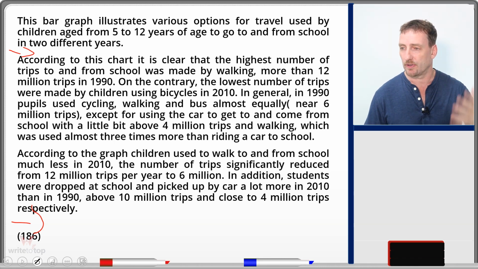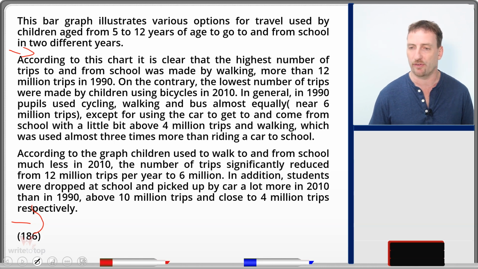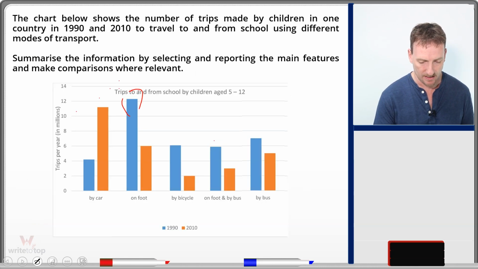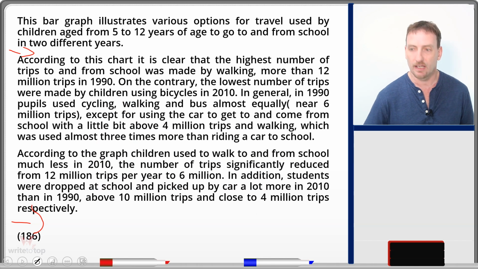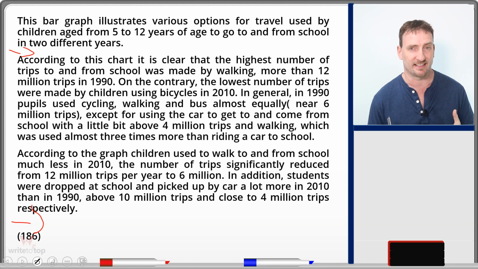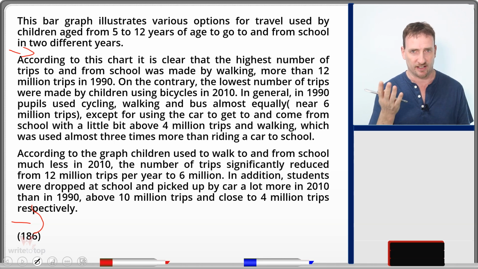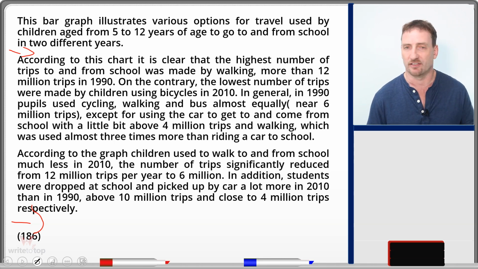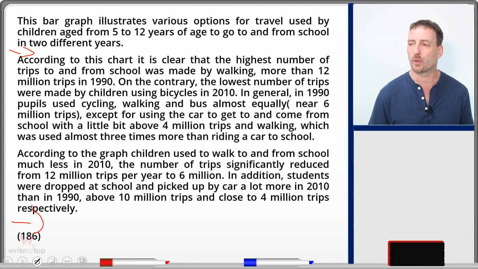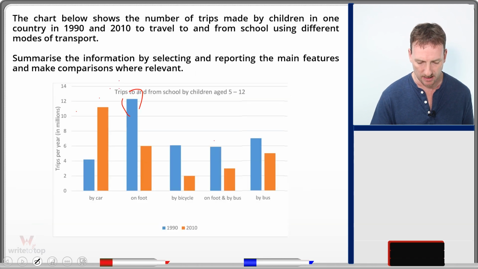Okay, the highest number of trips to and from school was made by walking, more than 12 million trips in 1990. So that's here, that's correct. On the contrary, right away, transition, not the right transition. In contrast, if you're trying to compare two things, it's not the opposite, it's just different. The lowest number of trips were made by children using bicycles in 2010.